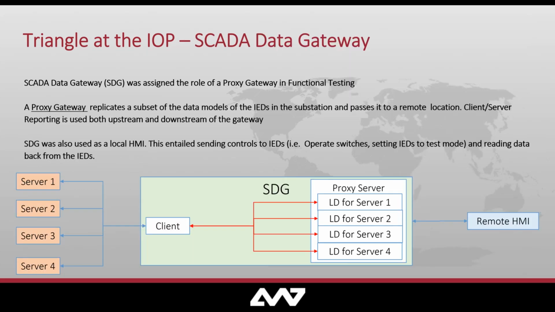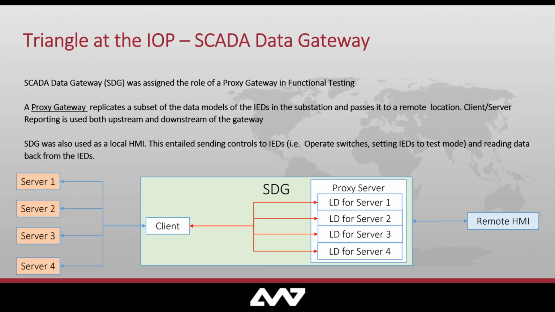As I mentioned earlier, Triangle will also participate in the IOP with our product, the SCADA Data Gateway, or SDG. And SDG was assigned the role of a proxy gateway in one of these functional tests. If you're unfamiliar with the concept of a proxy gateway, don't be alarmed. It functions pretty similar to just a regular protocol gateway that you would see in a SCADA environment. But there are a couple key distinctions. One is that we're not translating protocols here. It is 61850 on both sides, specifically client-server reports coming in and going out via the MMS protocol. And importantly, this is really the key distinction here, we maintain the semantic data model of the downstream IEDs when presenting the data to the upstream remote client.